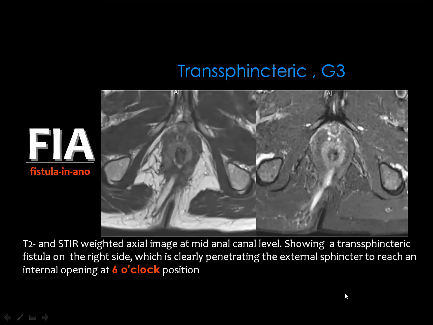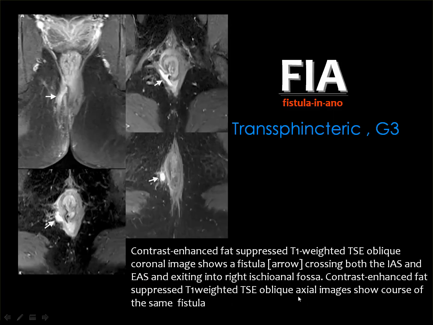Then we come to the transsphincteric fistula, where the fistula tract crosses the internal sphincter and the external sphincter. This is a good example where you see the internal opening at 6 o'clock position, and you see the tract passing through the ischioanal fossa until it reaches the skin. The tract will show bright signal in the T2 weighted image due to the presence of inflammatory collection, and it will enhance after injection of contrast. And you are sure now that this tract does not contain abscesses, and this is a grade 3 transsphincteric fistula.